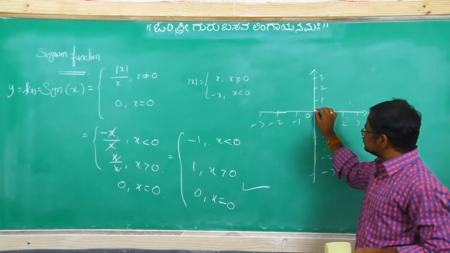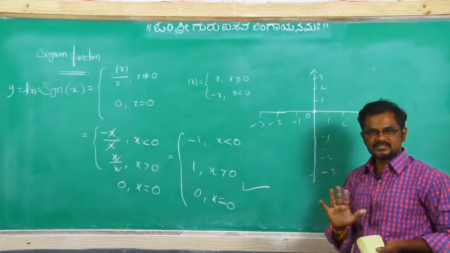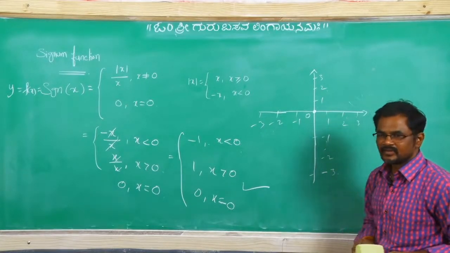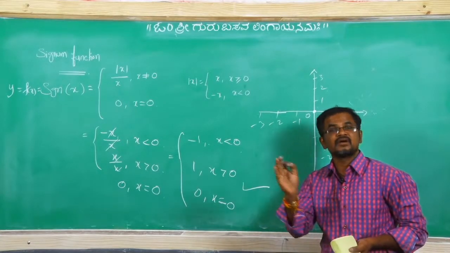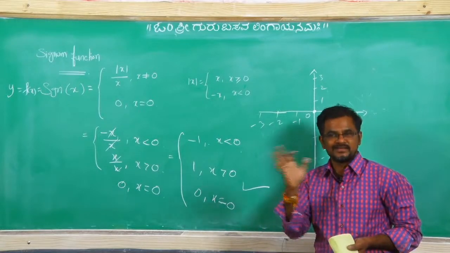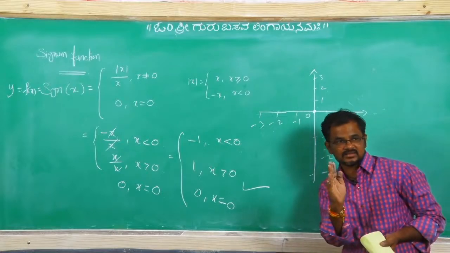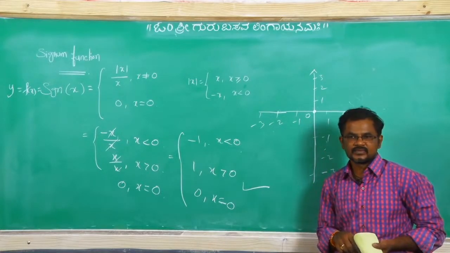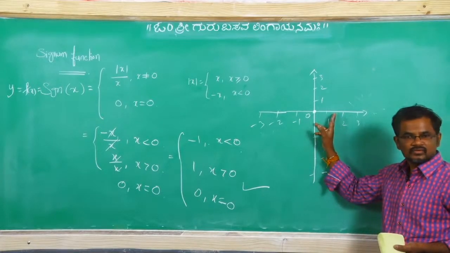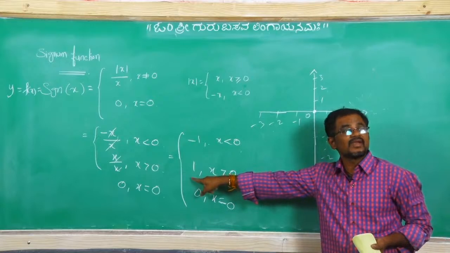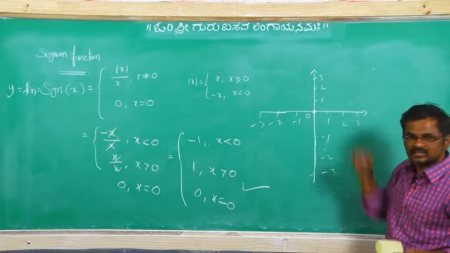Now x equal to 0 I will take. What about the y value? 0 only, no? That is one point, x equal to 0, the origin. X greater than 0, what is the meaning? From 0 onwards, not x equal to 0, just the right neighborhood of 0. Whenever you are moving just to the right side of 0, the y value is 1. If you take 0.1, the y value is 1.